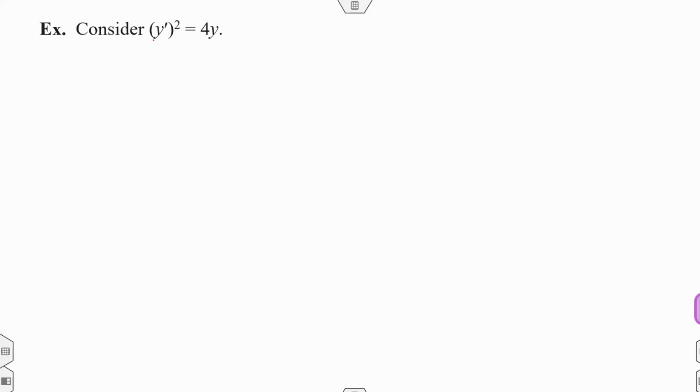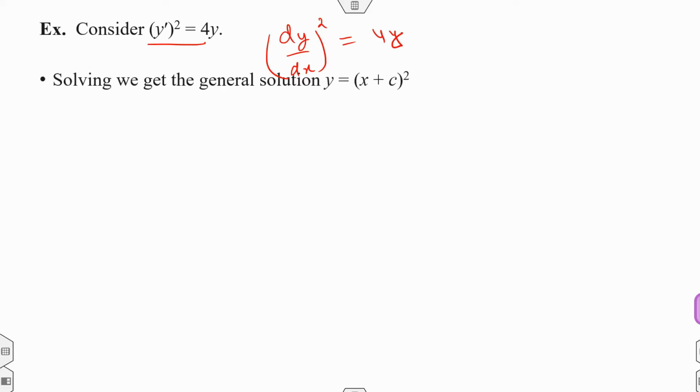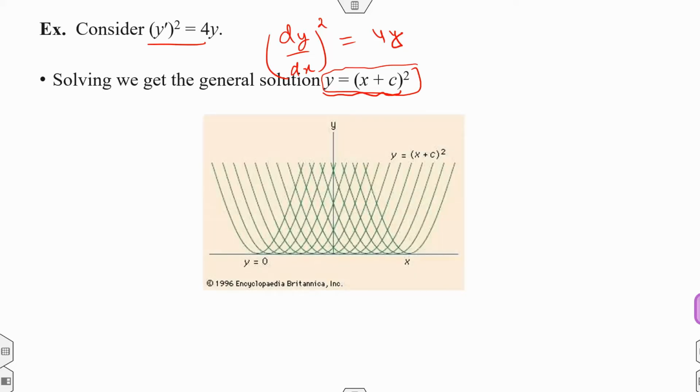Okay, so consider this differential equation, where I am talking about (dy/dx) to the power 2. This is a first order and second degree differential equation. Now if we see, the general solution is represented by y is equal to (x plus c) the whole square. If you plot this general solution, you will get a family of curves like this.